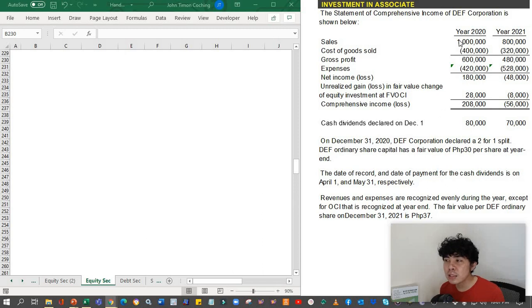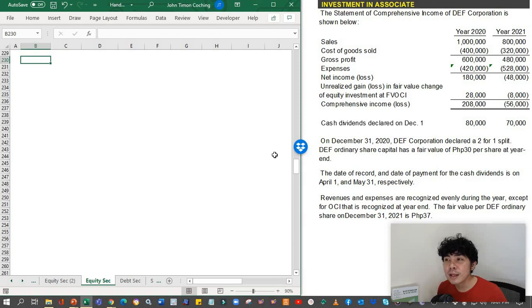Kung titingnan natin dito sa year 2020, itong net income niya, recognized evenly during the year. So, pwede nating makuha yung net income per month. Equally yun every month, kasi nga, because of the word evenly. Pero for this OCI, 28,000 pesos, hindi natin to pwedeng isama sa ating computation, kasi itong 28,000 is determined at year-end, December 31, 2020. Ito lang ang ating gagamitin, yung 180,000 pesos.